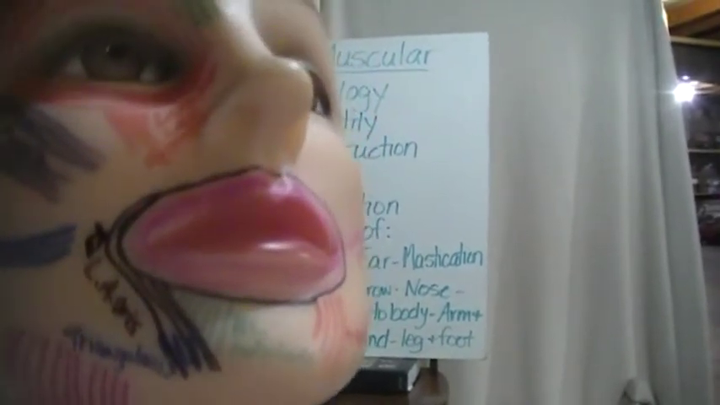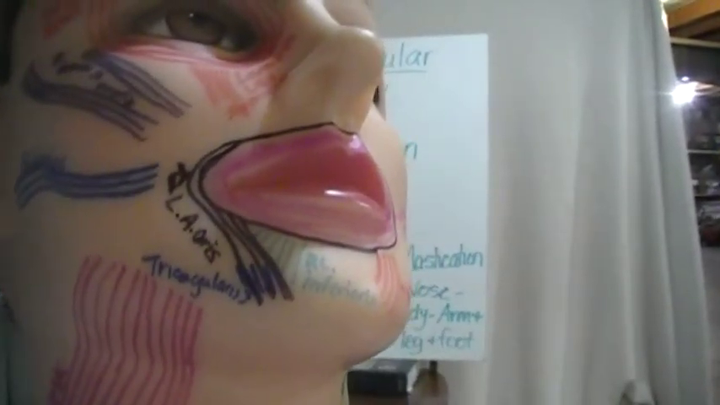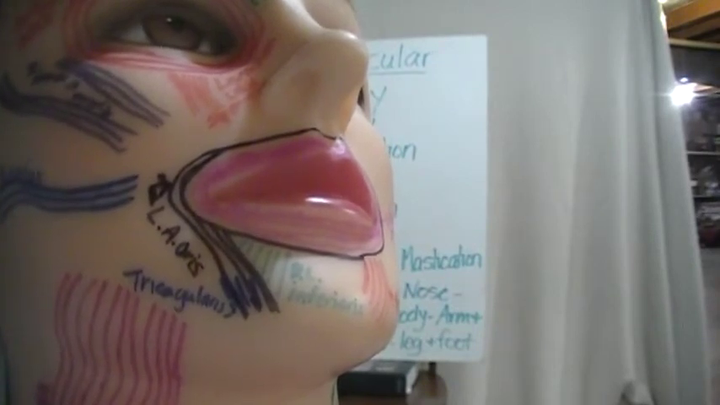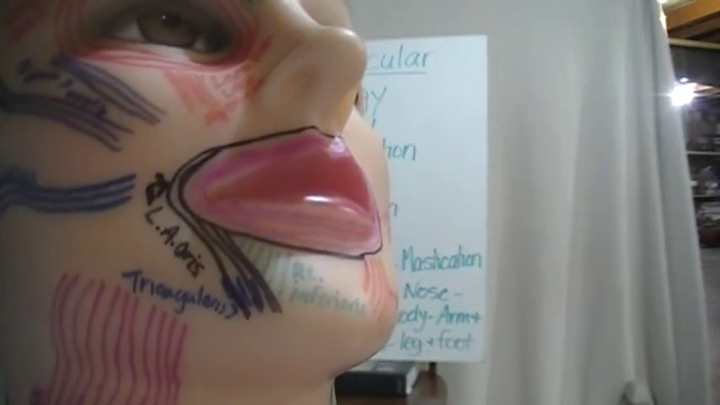Levator anguli oris. You can see that's the dark right beside there. I just wrote LA oris. Okay, also known as caninus. Raises the angle of the mouth and draws it inward.